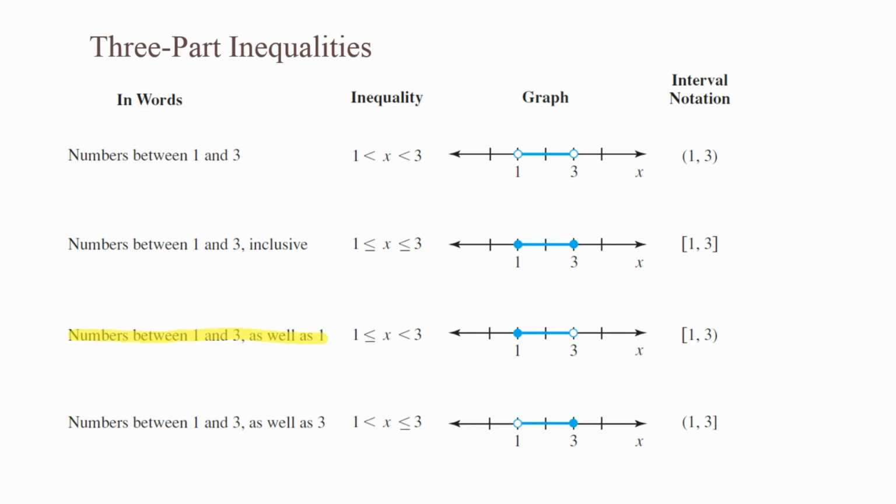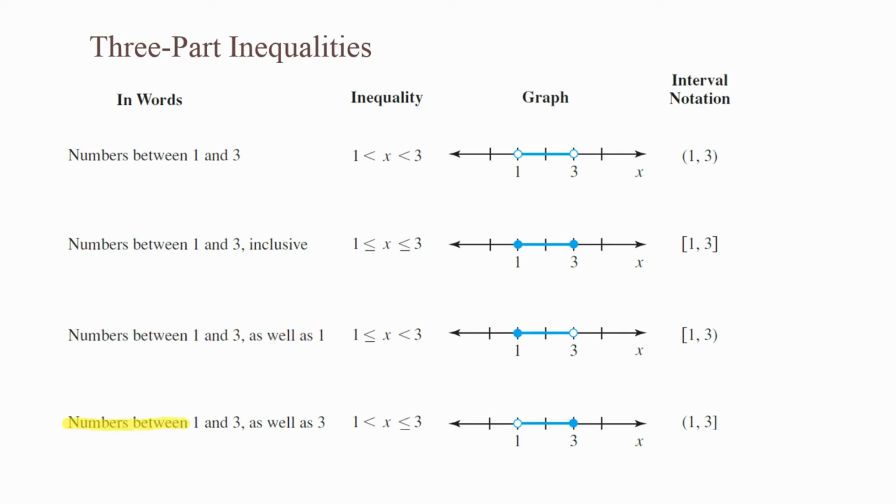For numbers between 1 and 3, as well as 1, we only have the or equal to on the left side. 1 less than or equal to x less than 3. For the graph, only the 1 has a solid dot, the 3 has an open dot, and we still shade between the two numbers. For the interval notation, we have a bracket, 1, comma, 3, parenthesis.